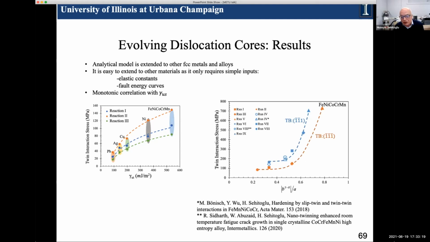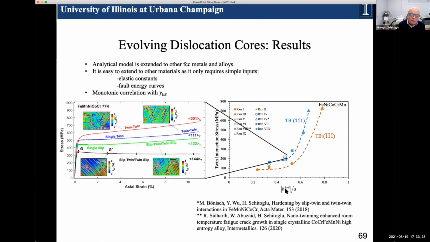At this point, it's important to point out that these peak stress levels, the interaction stress levels, depend on the residual Burgers vector. And that's borne out by these experiments, this hardening happening here again. We are seeing that. So these are the slip-twin interaction cases.